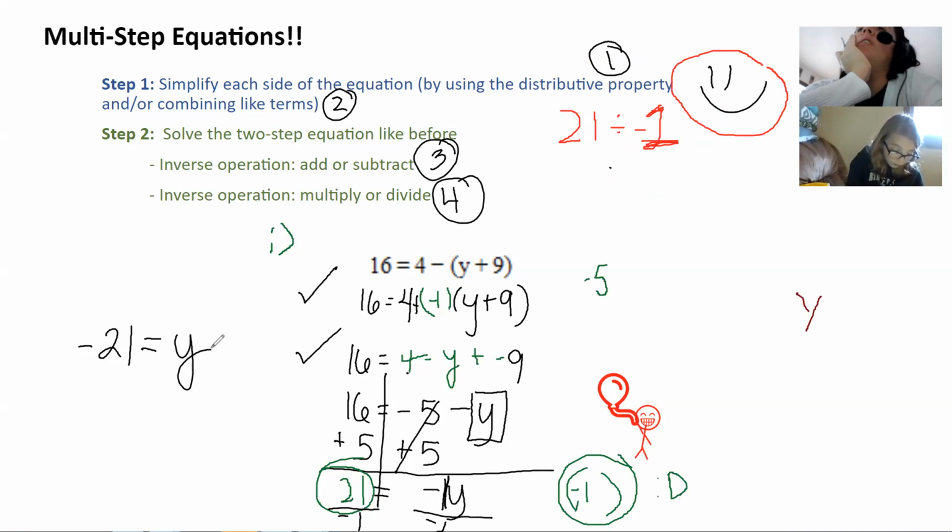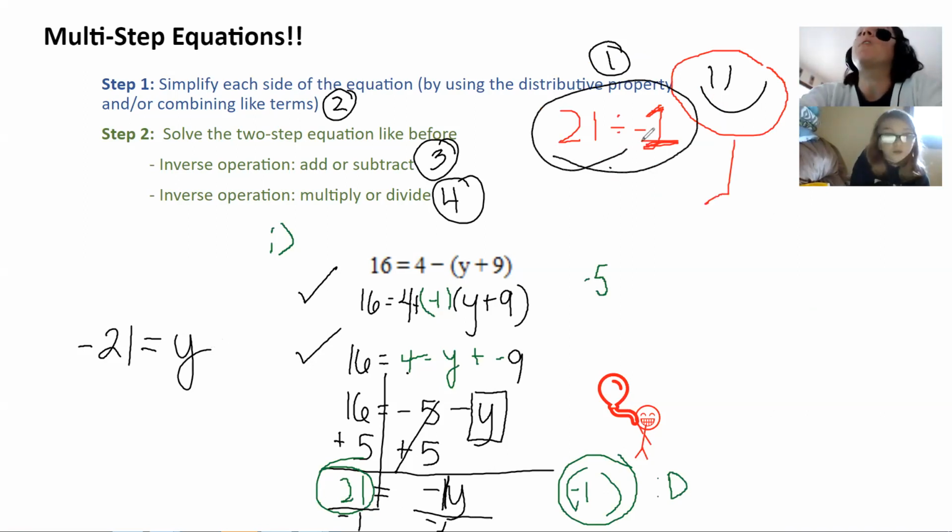Perfect. And I was working with someone, and they were getting really confused on this part, this 21 divided by -1, just because of the negative. Don't let it fool you. It's the same as 21 divided by 1, make it a negative.